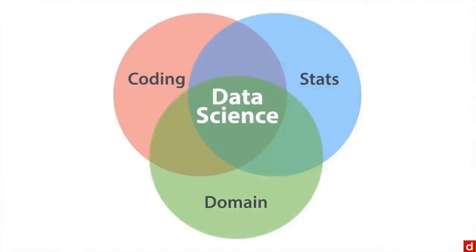Now let's go back to our Venn diagram here just for a moment. Because this is a Venn, we also have these intersections of two circles at a time. At the top is machine learning. At the bottom right is traditional research. And on the bottom left is what Drew Conway called the danger zone. Let me talk about each of these.